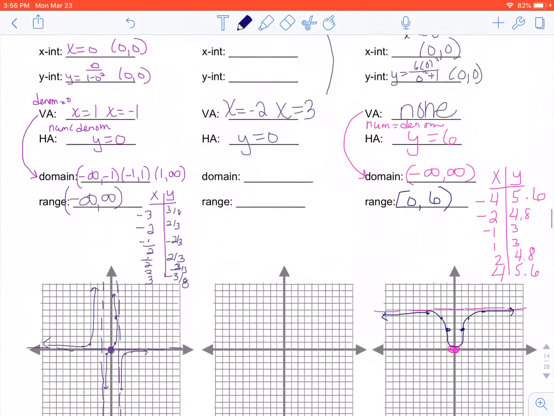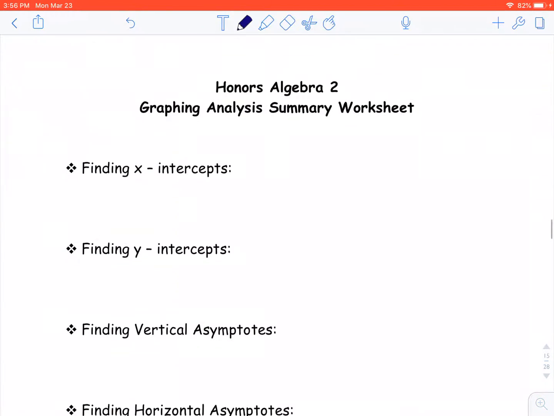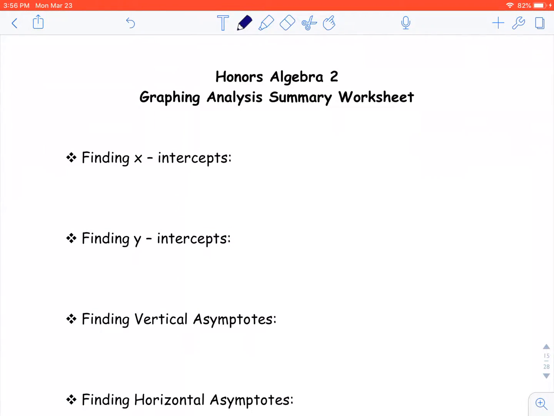So hopefully seeing those couple of problems completed helps you understand where the information is coming from, especially when you look at the answer key and we're not in class and you're thinking, how are those answers being created? And you got to see 2 of the graphs as well. So if you want to pause the video for now, feel free to pause it. We are going to complete the graphing analysis summary worksheet. That worksheet, again, is posted to Google Classroom. So see if you can find it.